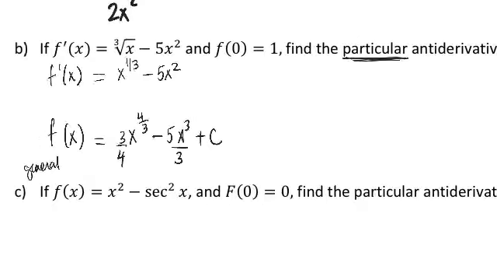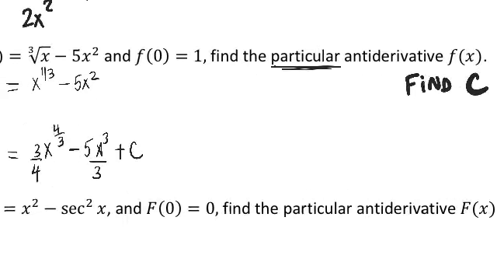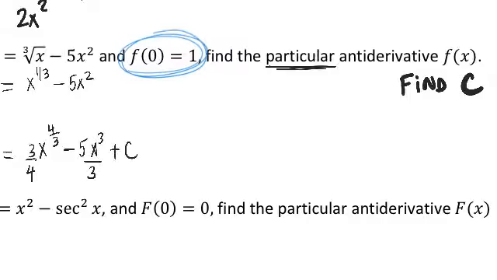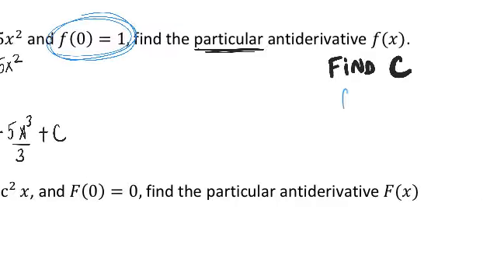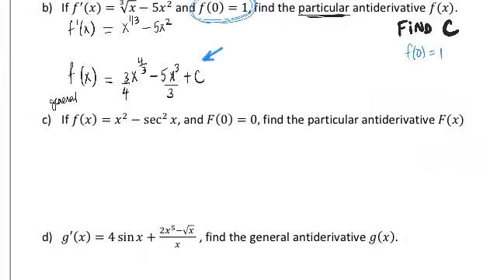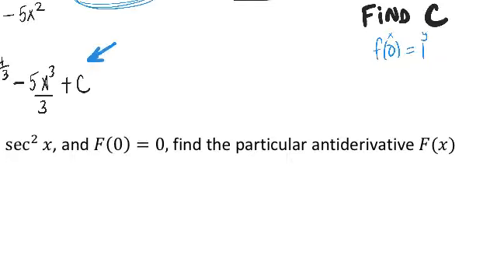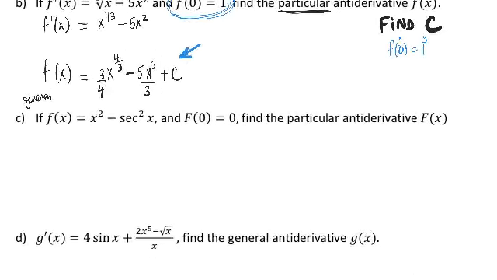To find the particular, I can go off to the side and find c. And how do we find c? Well, we use this additional information that the problem has given us, that f of 0 is equal to 1. Well, I have f here for the most part, so I'm going to put in my x and y into that f, right? So the y is 1 when the x is 0. So 3/4 times 0, which is 0, minus 5/3 times 0, which is 0, plus c. So my c is going to be 1 for this problem, right?